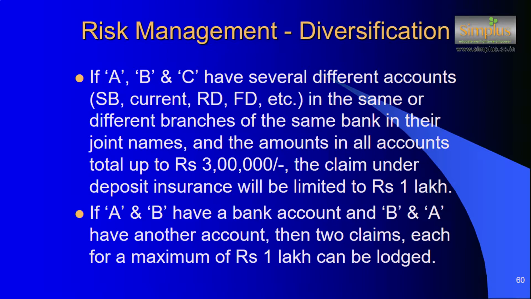Now, next example. A and B have a bank account and B and A have another account in the same bank. Now, you can have 2 claims for 1 lakh each. Why? A and B holding is different from B and A holding.